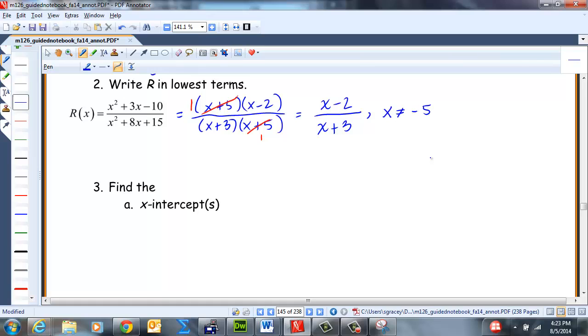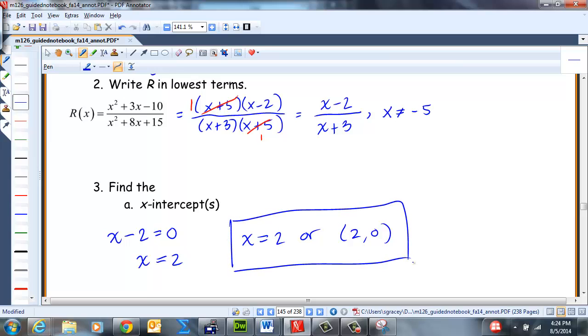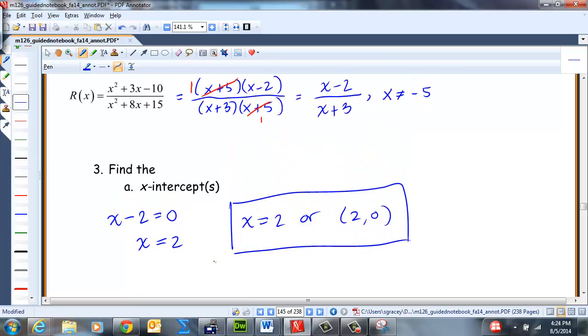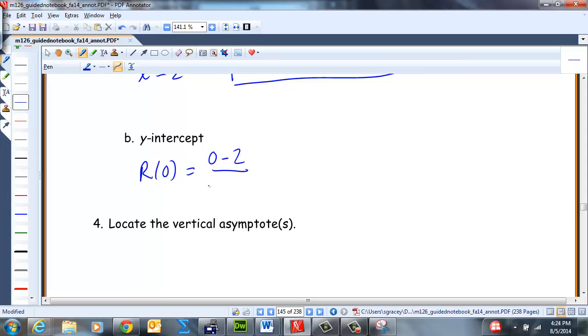So let's find our intercepts. We'll work with the simplified version. If I set the numerator equal to 0 and solve, I get x is equal to 2. So at x is 2, or the ordered pair (2, 0), we'll have our x-intercept. The y-intercept we'll get by evaluating r at 0, which will be 0 minus 2 over 0 plus 3, which is negative 2/3. So the y-intercept occurs at y is negative 2/3, or the ordered pair (0, negative 2/3).